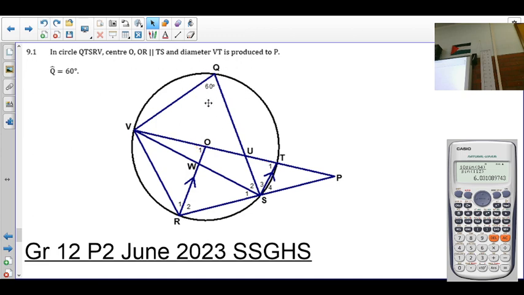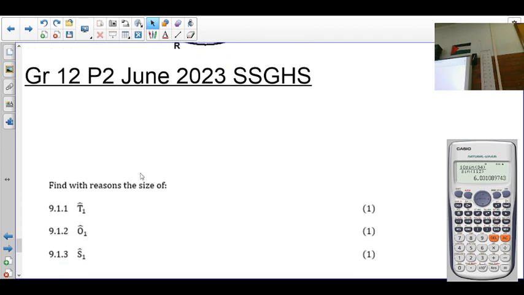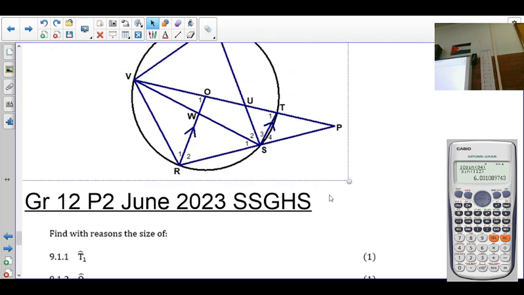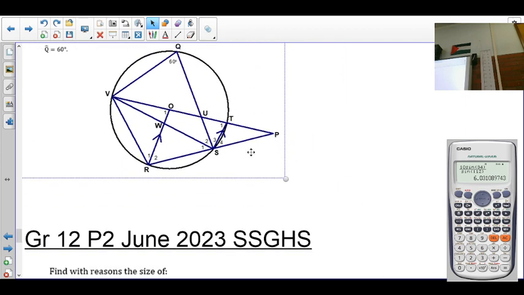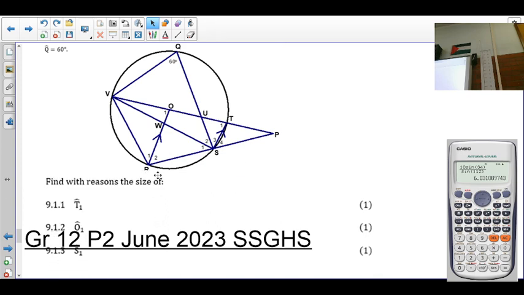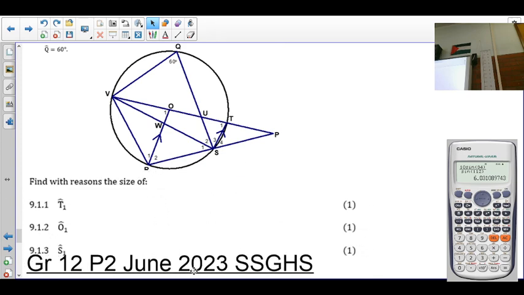Then we are told that angle Q is 60 degrees. Go to first things first. Make it a bit smaller. Pull this up. So you need to align it again.